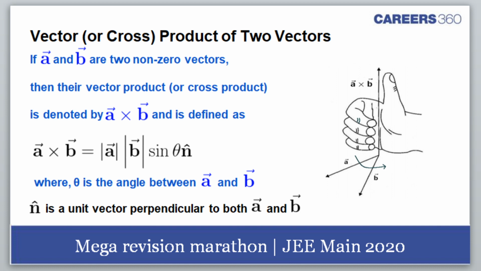And how do we find the direction? Direction of n cap, that would be by having a right hand thumb. We have to curl our fingers and point our thumb. The fingers should curl from this vector to this vector. I mean, you'll keep your palm on the plane formed by A and B, and then you curl the fingers from A to B. Then the thumb pointer would be n cap direction. Okay? So I hope you understood where it is the direction of n cap.